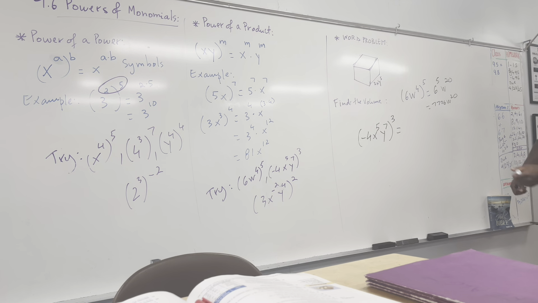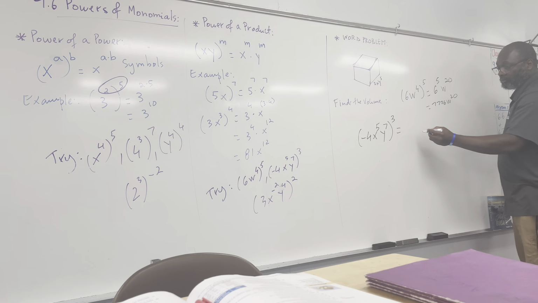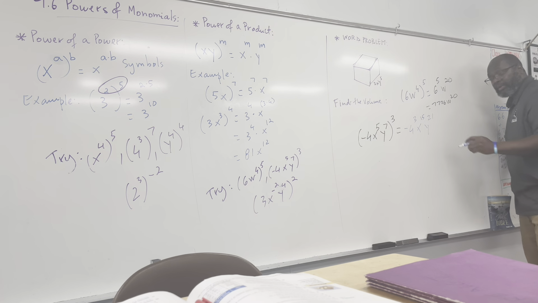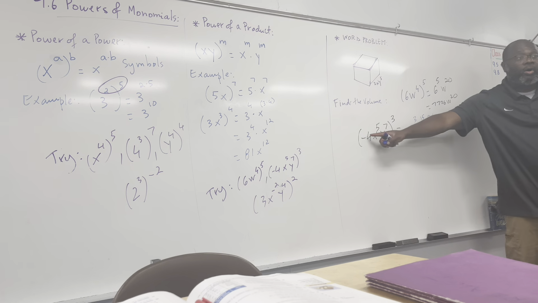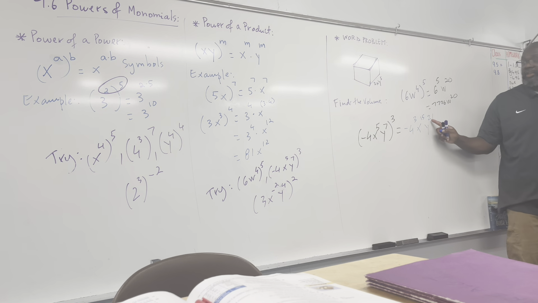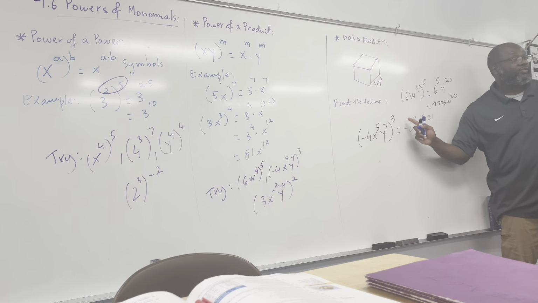So what did you get? Go step by step. I did -4 to the power of 3, and x to the power of 15, and y to the power of 21. All right, does everybody agree with that? It's -4 to the 3rd power, x to the 15 because 5 times 3 is 15, y to the 21 because 7 times 3. Now, what do we do with -4 to the 3rd power?